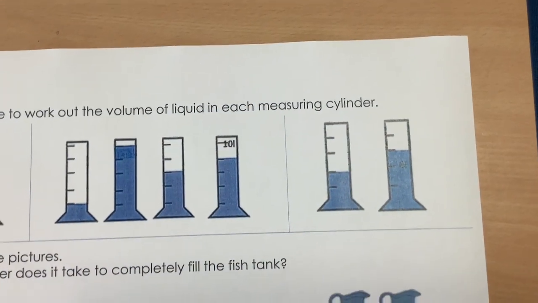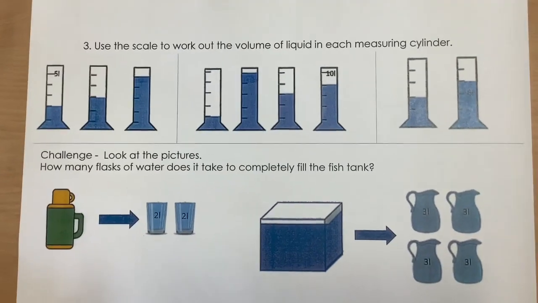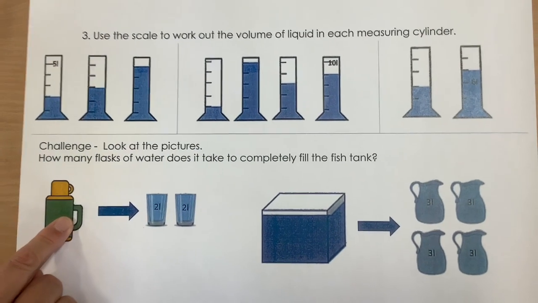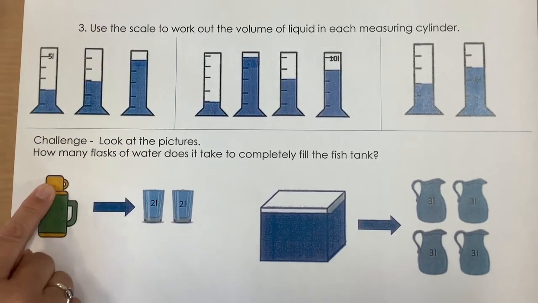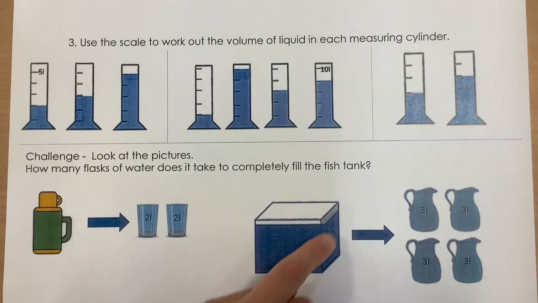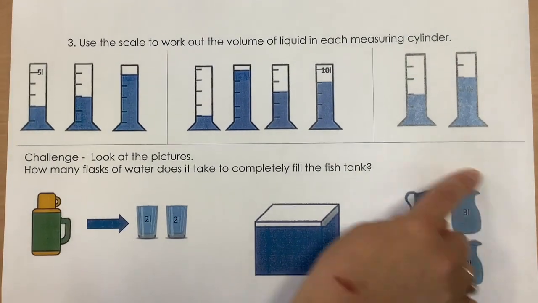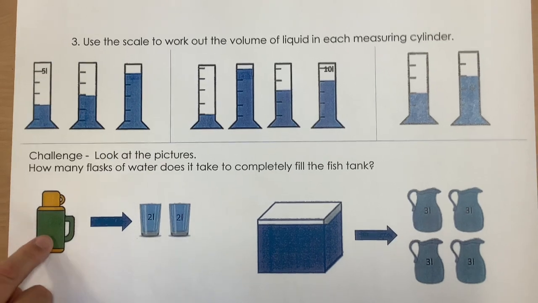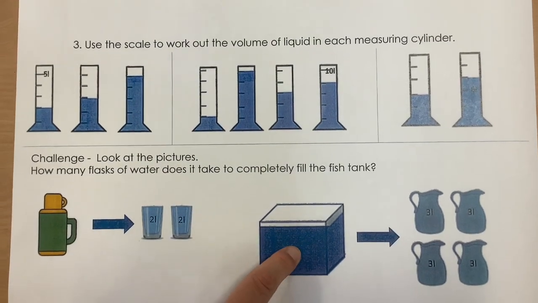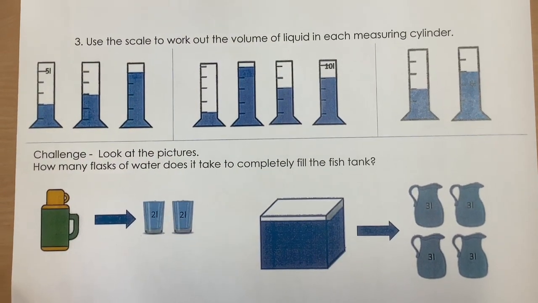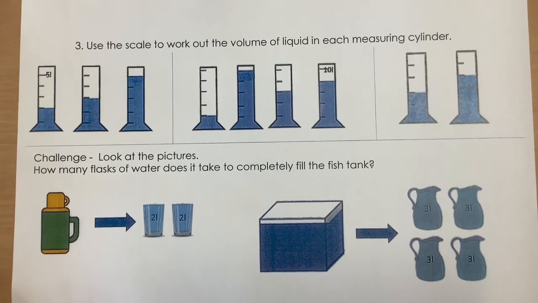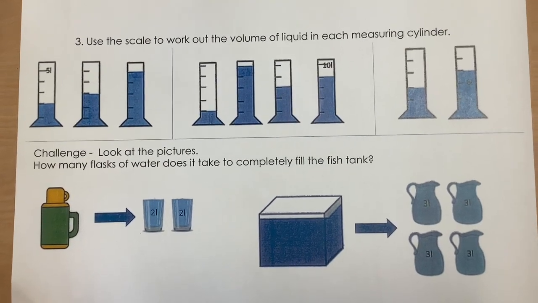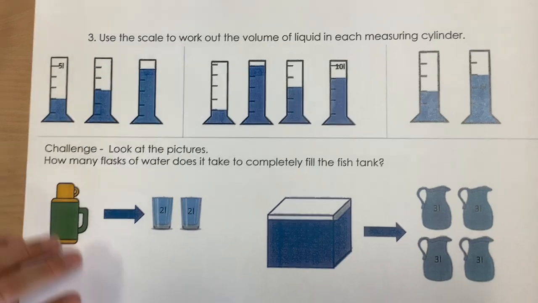And then there's a challenge here. I'd like you to look at the pictures. So we've got a flask, which has a volume of liquid in it. And we've got a fish tank that we know contains a different volume of liquid. And I would like you to tell me how many flasks of water we would need to completely fill the fish tank. You need to have a think about that. It's more than one step. So take your time to work it out, and we'll come back with the answers tomorrow.